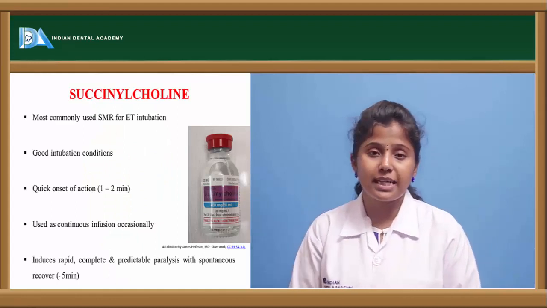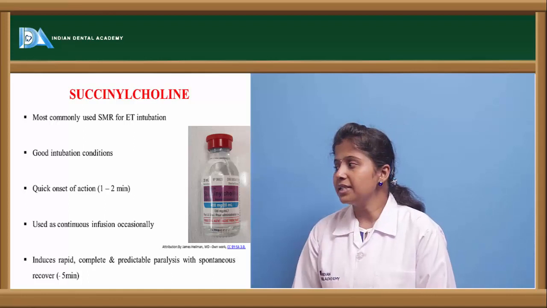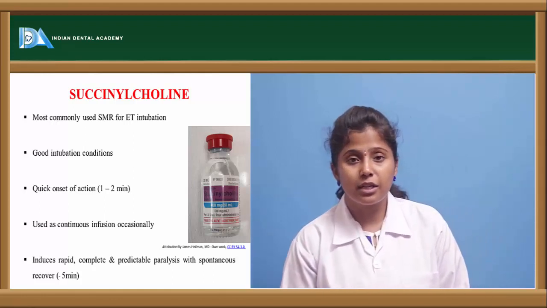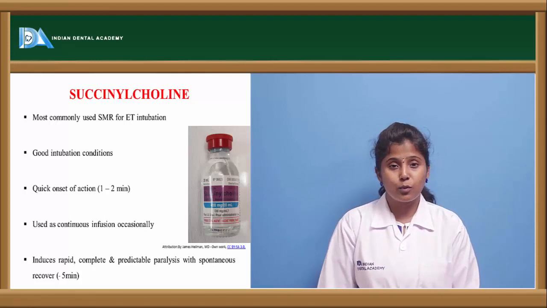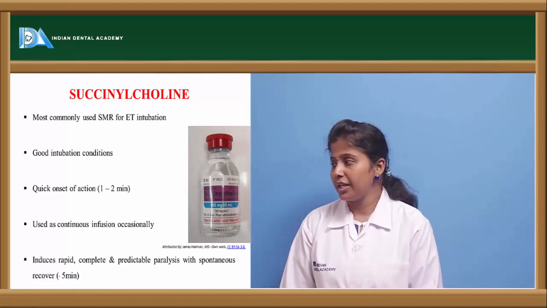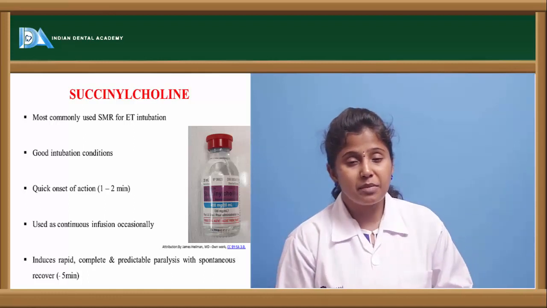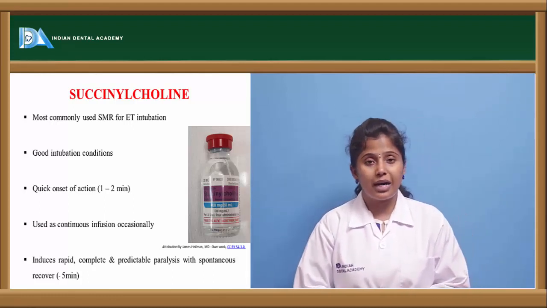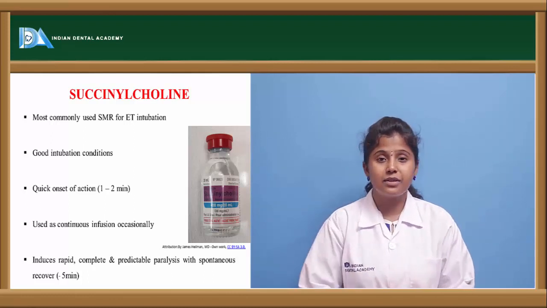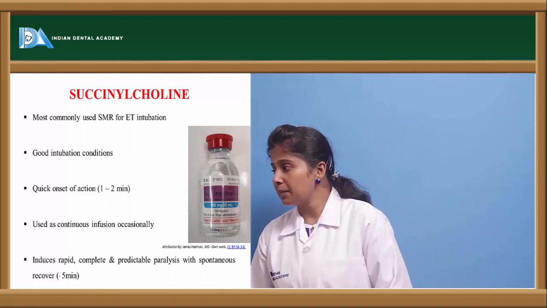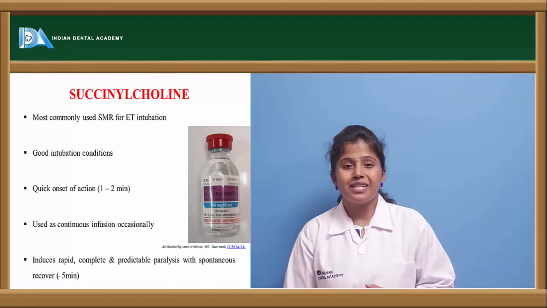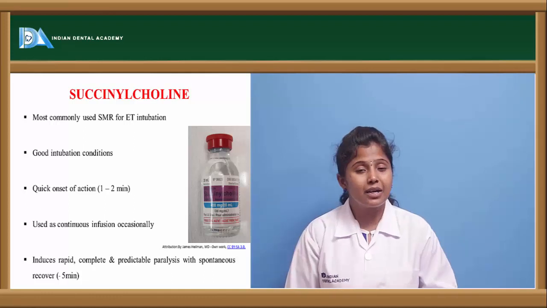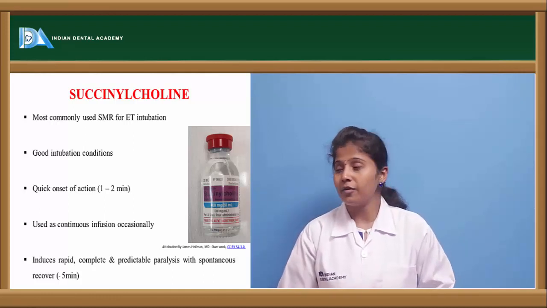The other drug is succinylcholine. Succinylcholine is the most used skeletal muscle relaxant for ET intubation. For ET intubation, this is the most widely useful drug, and it has good intubation conditions and a quick onset of action. Once it's administered, it shows its action within 1 to 2 minutes, and it is used as a continuous infusion. It is not given directly through IV, it is given as infusion, and it induces rapid and complete paralysis with spontaneous recovery. Once administered, it paralyzes the skeletal muscle, and the recovery from the paralysis is also fast, about 5 minutes.